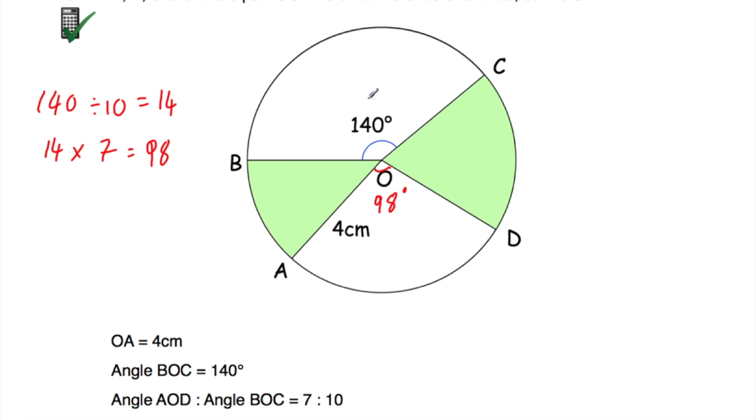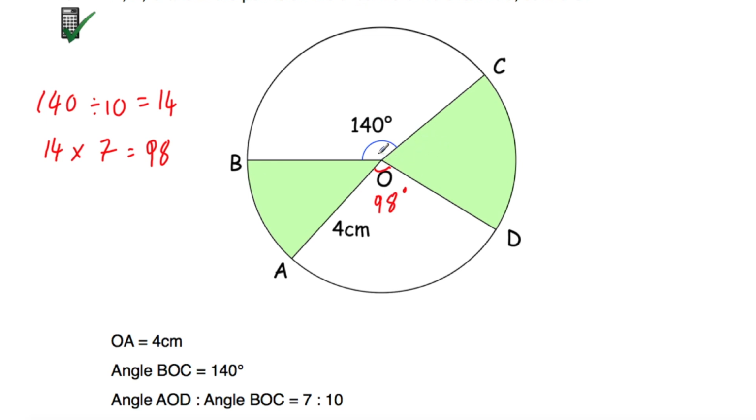What I'm going to do is work out the area of this sector, work out the area of this sector, add them together, and then take it away from the area of the whole circle. So that's the approach I'm going to use. I'm going to find the area of each sector, add them together and take it away from the area of the whole circle. So there's a few different approaches that you could use.